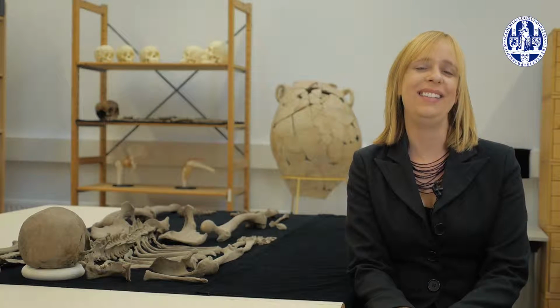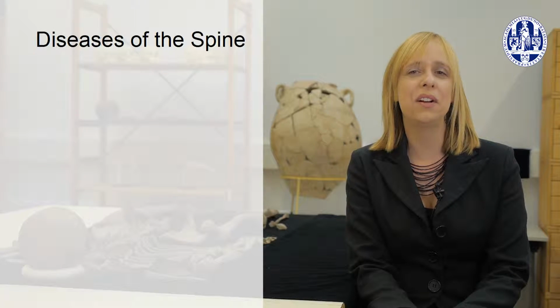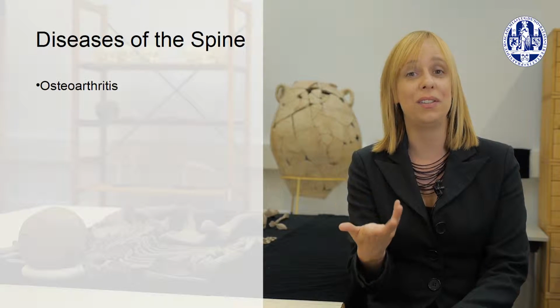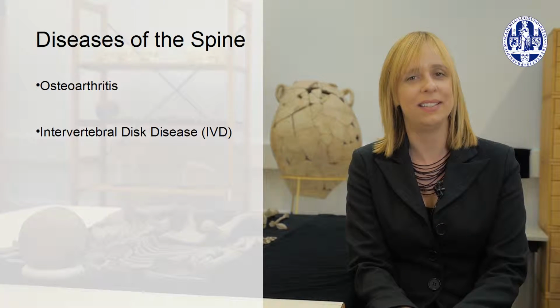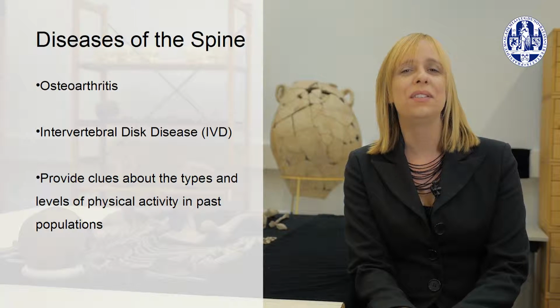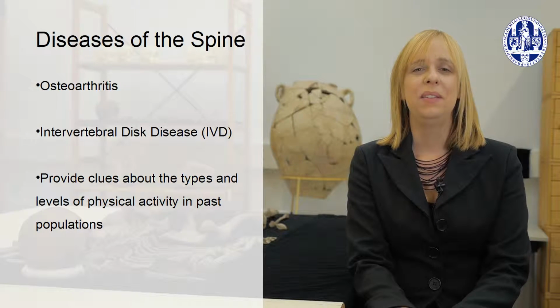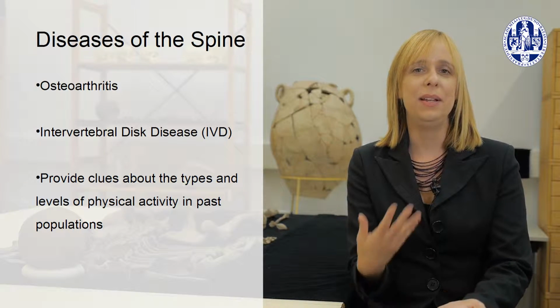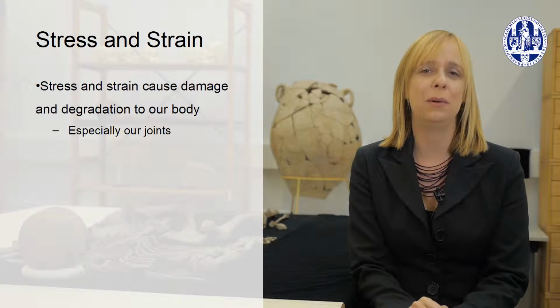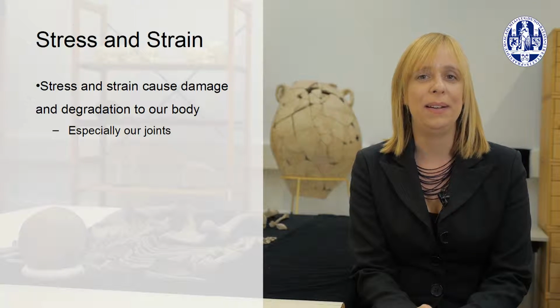Welcome to the second case study of the Activity Reconstruction module. This case study focuses on a suite of pathological lesions, in particular osteoarthritis and intervertebral disc disease, that can provide clues about the types and levels of physical activities in which past peoples engaged. So it comes as no surprise that we can damage and degrade the parts of our body, especially the joints, that we put a lot of stress and strain upon.